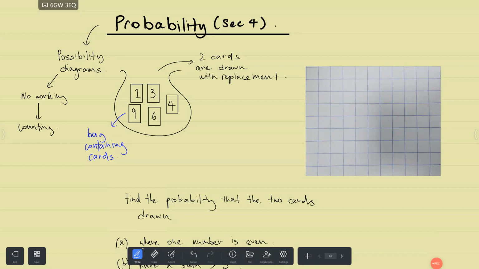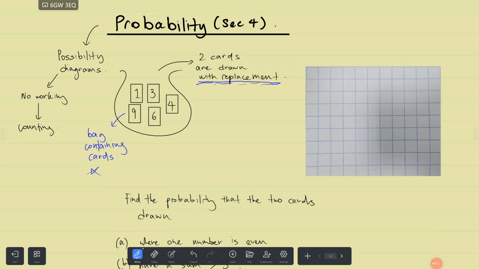Right, so over here we have an example of a bag containing cards, and two cards are drawn with replacement. What's going to happen here is that you're going to start to fill up a square grid. Of course, you don't have a square grid. Usually they provide one for you, or they fill halfway, or you have to draw one from scratch. It's very rare for exam questions to do so nowadays.